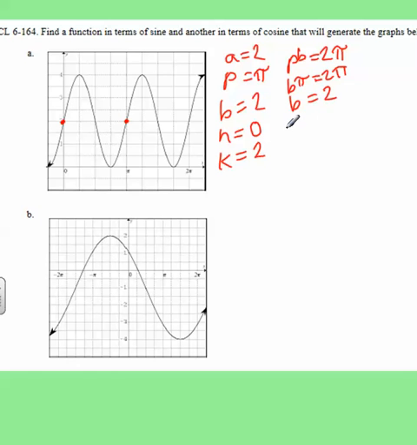So our equation in terms of sine would be y is equal to 2 sine of 2x plus 2.